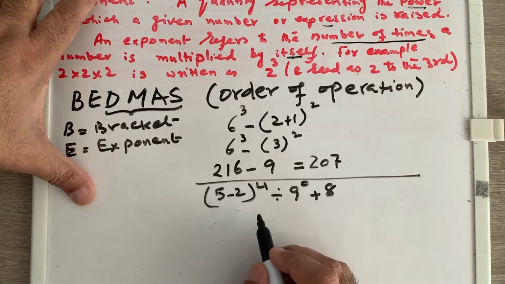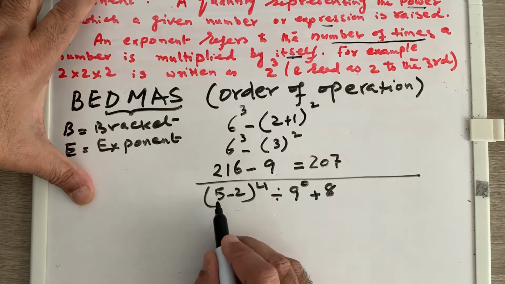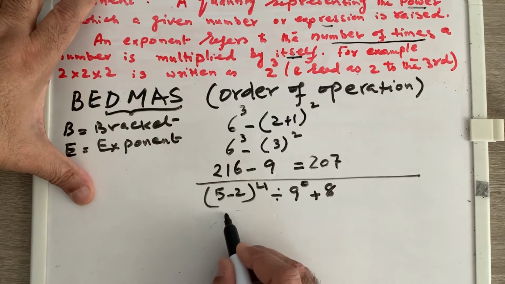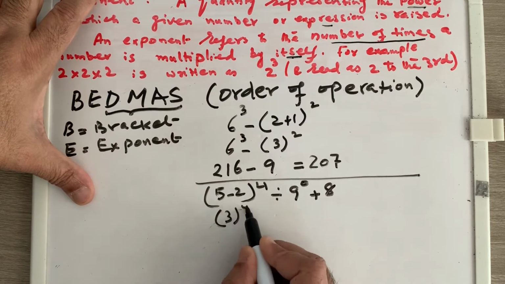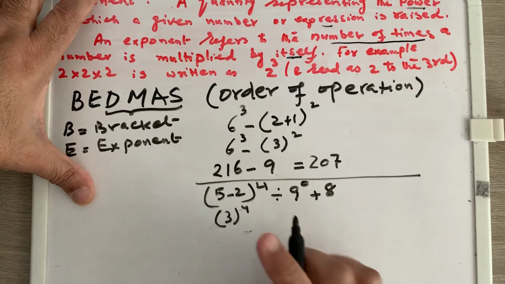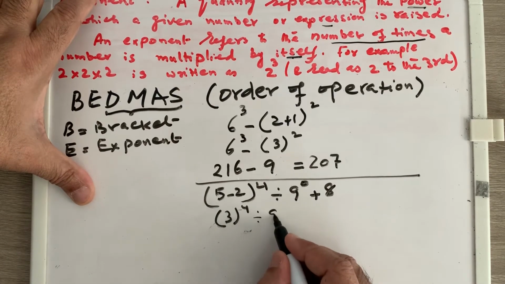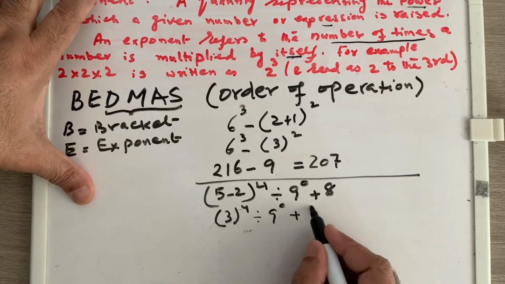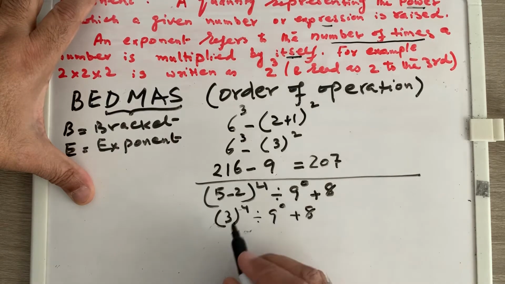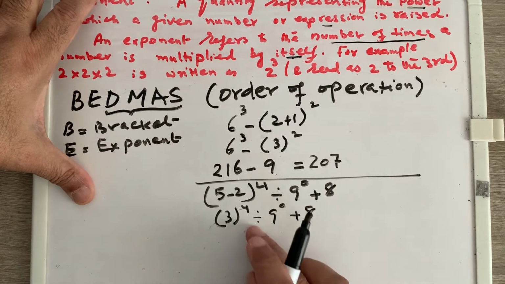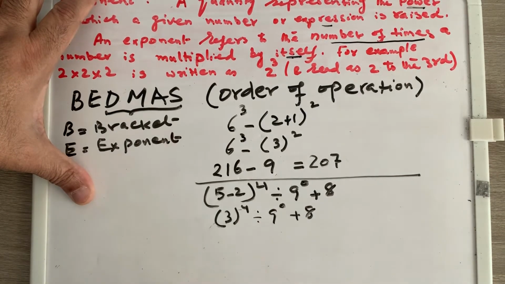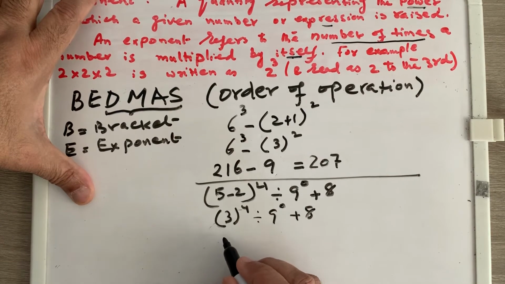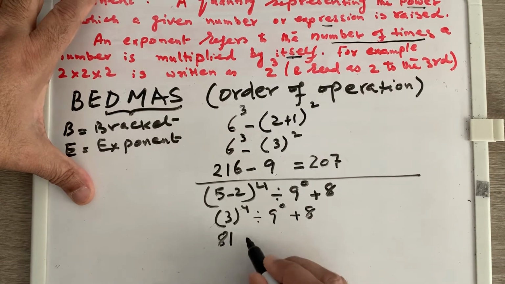So what do we have to do first? Bracket or the parenthesis. The parenthesis is 5 minus 2, which is 3, to the power 4, divided by 9 to the power 0 plus 8. And we know that 3 to the power 4 means 3 times 3 times 3 times 3, 4 times. If you multiply 3 times 3 times 3, 4 times, it will turn out as 81.